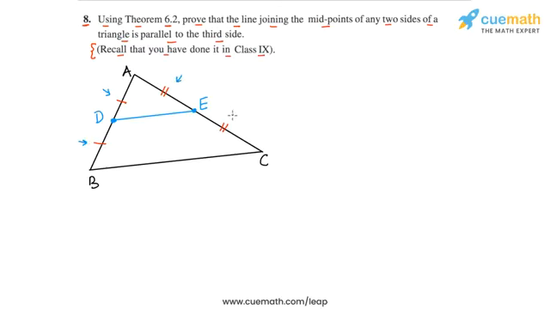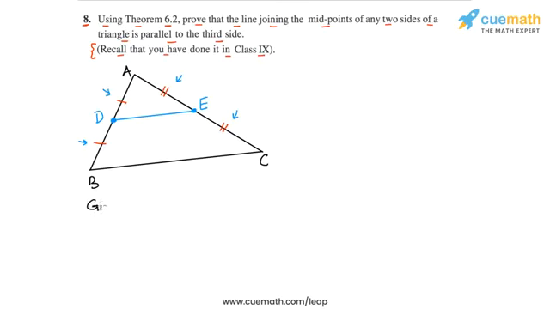Similarly, if we calculate the ratio AE is to EC, that is also equal to 1 because E is the midpoint of AC. So AD by DB is equal to AE by EC, and therefore this segment DE must be parallel to BC by the converse of the basic proportionality theorem. Okay, so let's write out this reasoning as a proper solution step by step.